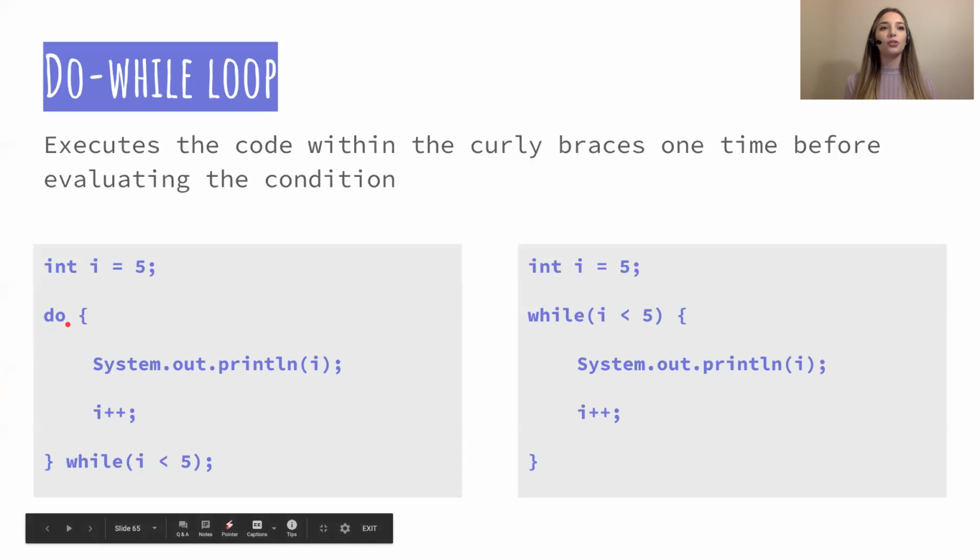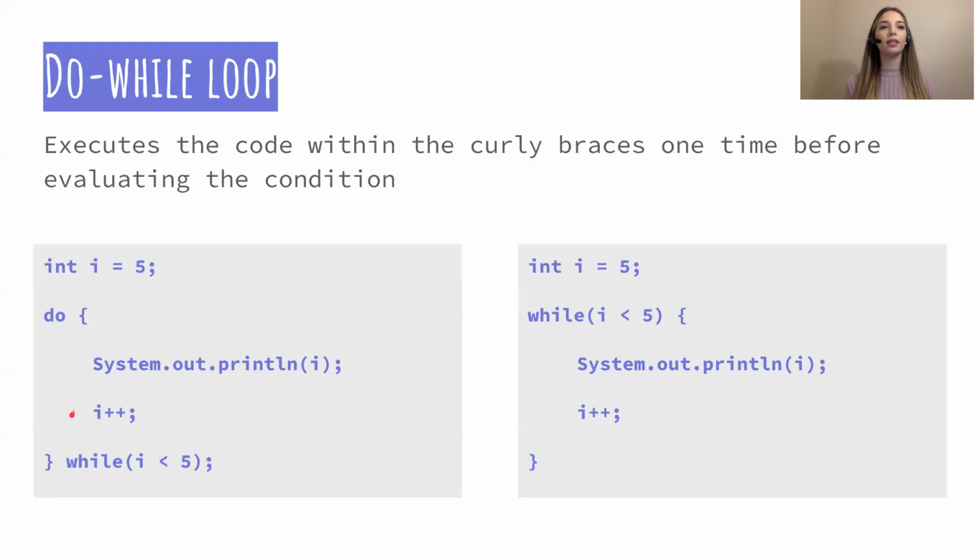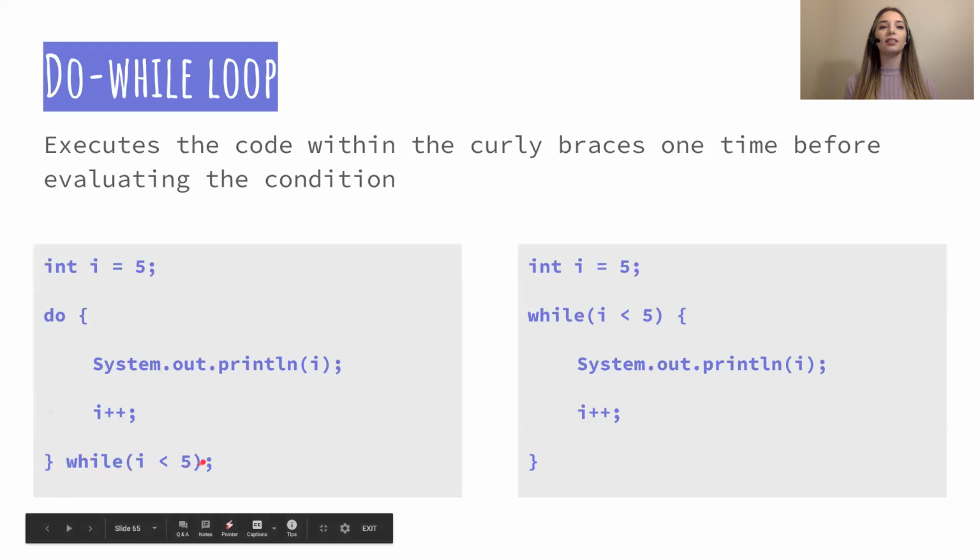It has the word do, it's got the curly braces and the code within the curly braces, and then at the very end we have our while and the condition for our while loop followed by a semicolon. So what's going to happen here is it's going to run all of this code inside the curly braces one time. And then after that, it's going to check this condition. And based on whether the condition is true or false, it's going to go back into this code if it's true and do it again.